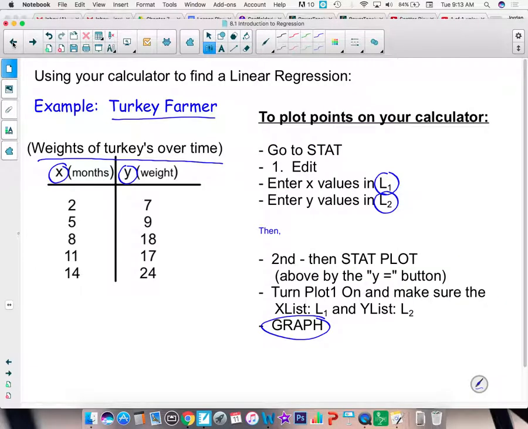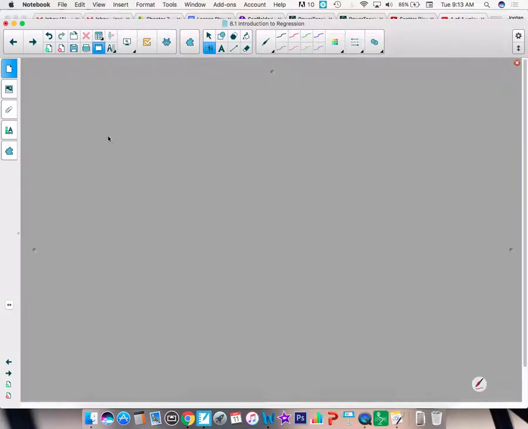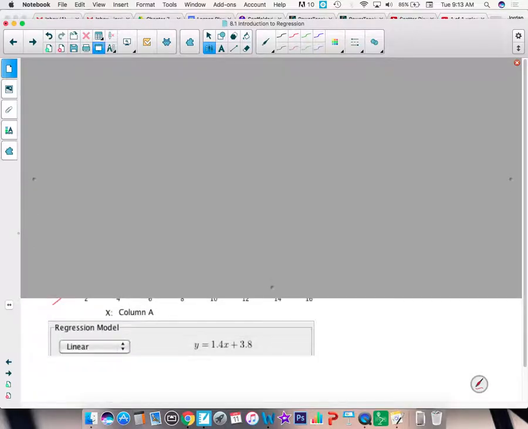Okay, now that you have those entered and you graphed it, your graph should look something like that. Then we are going to calculate the linear regression. You go to Calc 4, press linear regression just like they did in the video, and make sure your X list is L1 and your Y list is L2, and you press calculate. Once you press enter, it should give you an equation. This is what you would get: a equals 1.4, b equals 3.8.